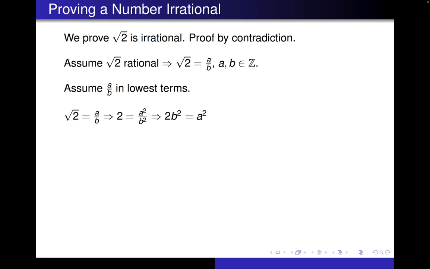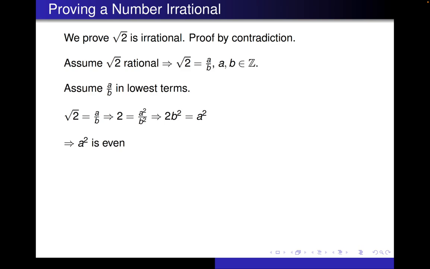So when we multiply both sides by b squared, the left-hand side becomes 2 times b squared. The right-hand side, the b squareds cancel, and you just get a squared. Now, looking at that left-hand side, the 2 times b squared reminds me of even numbers, right? And b is an integer, so b squared is an integer. So that means that 2b squared is going to be an even number, right? So if 2b squared is an even number, that's equal to a squared. That tells us a squared is an even number. All right, well, that's something.